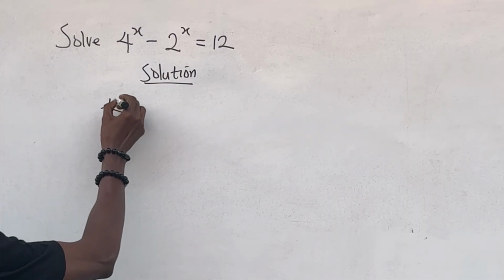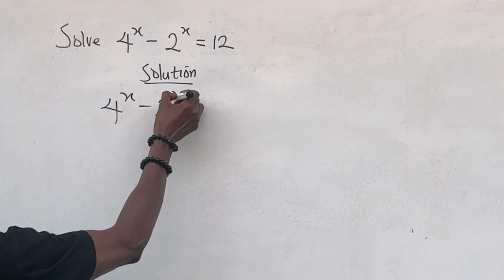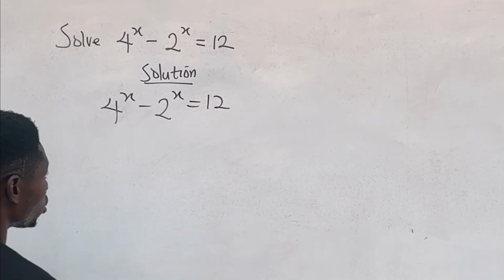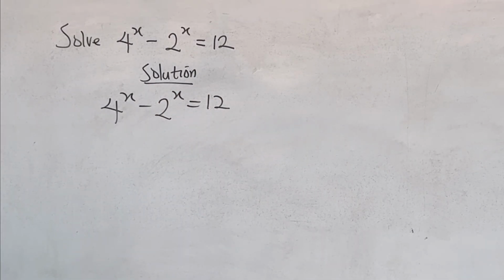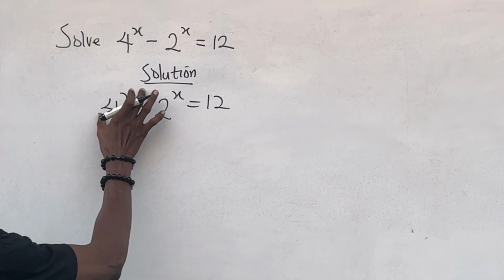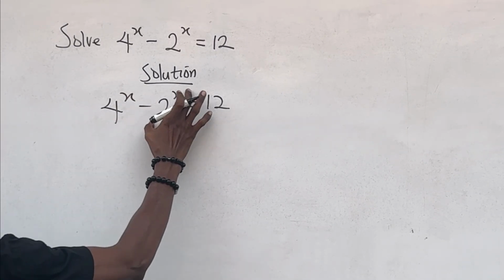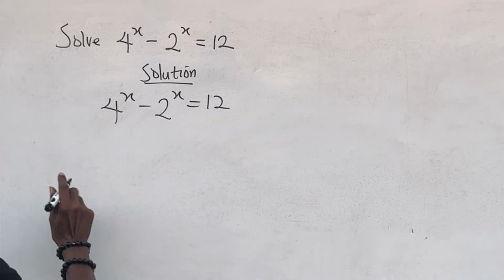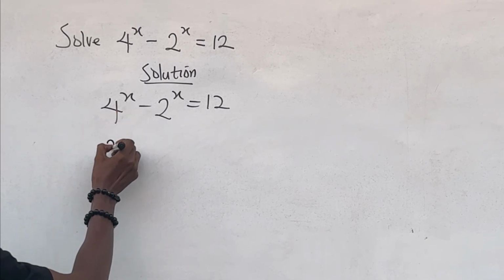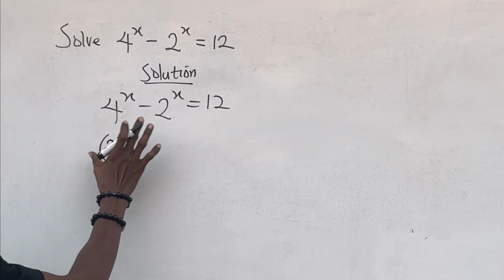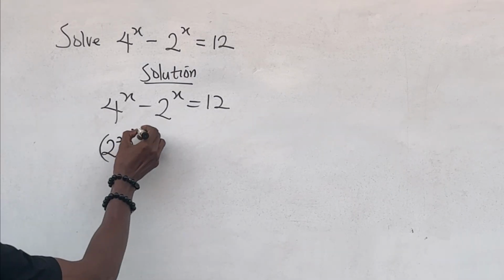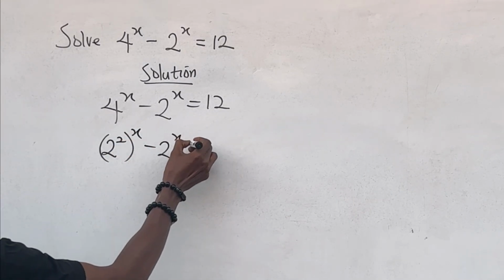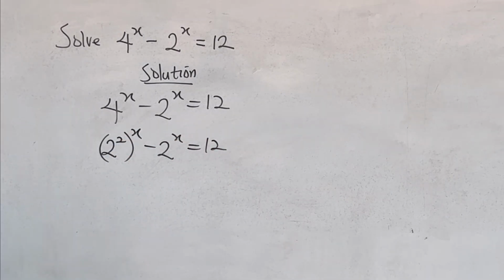Okay, so what we have is 4 raised to the power x minus 2 raised to the power x equal to 12. Now, if you look at this very well, this 4 raised to the power x, we can make it similar to this 2 raised to the power x by doing this. So this 4 can be written as 2 squared. 2 squared is 4, raised to the power x minus 2 raised to the power x equal to 12.